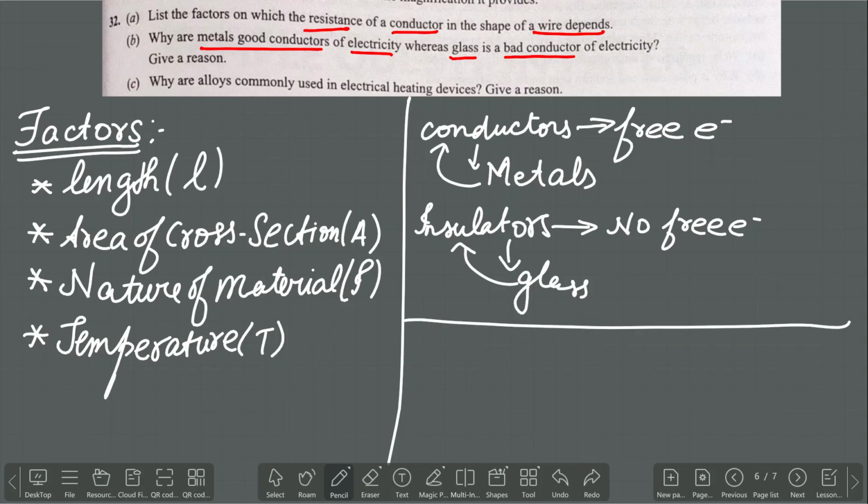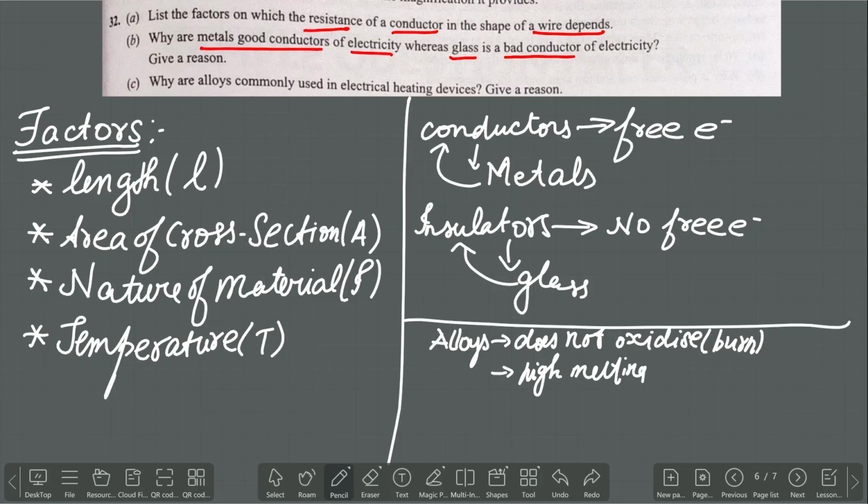Why are alloys commonly used in electrical heating devices? Give reason. So the reason is alloys do not oxidize. What is the meaning of the word oxidize? Oxidize, in the sense, we will be calling it burn. So the reason is alloy has a high melting point. The melting point of alloy is going to be high. Clear. So that is the reason alloys do not oxidize easily even if more amount of current is passing over there.